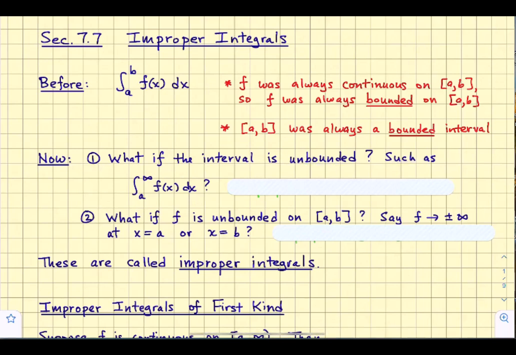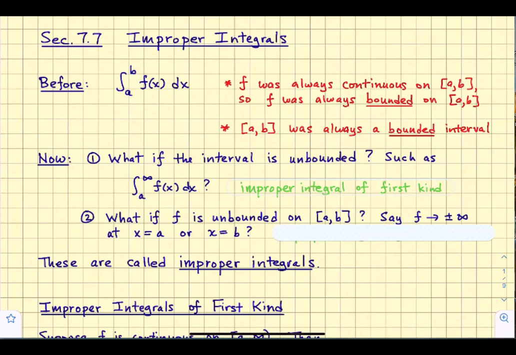So suppose we were to look at an integral of the form from a to infinity of f of x dx. Or, what if f, the function itself, was unbounded on the interval from a to b? Say f went to either positive infinity or negative infinity at one of the endpoints. If either one or two happens, then the integral is called an improper integral.